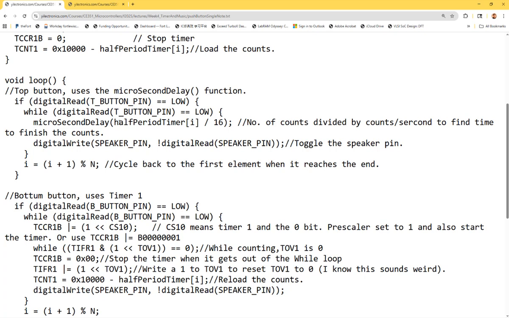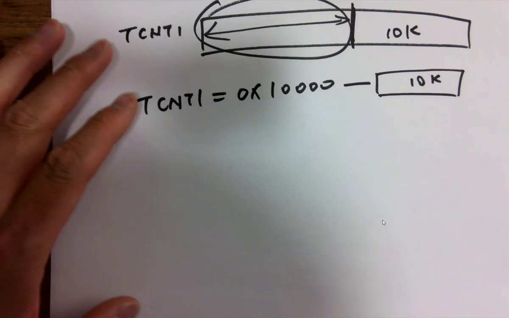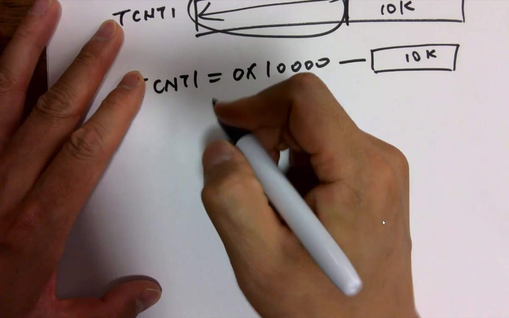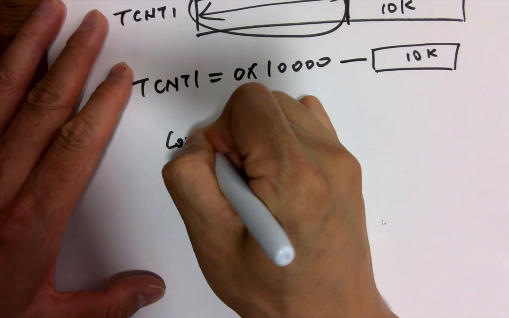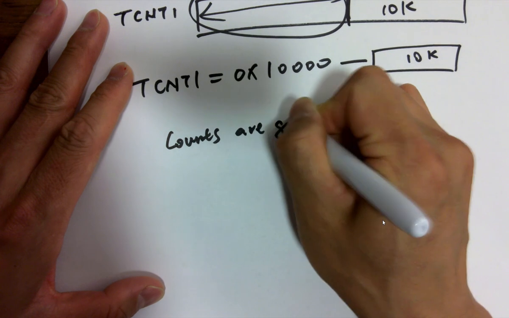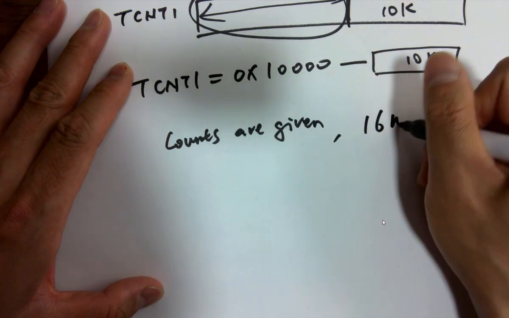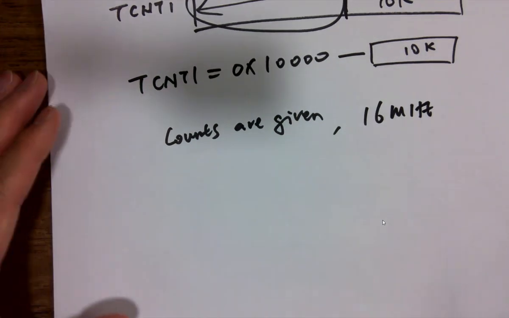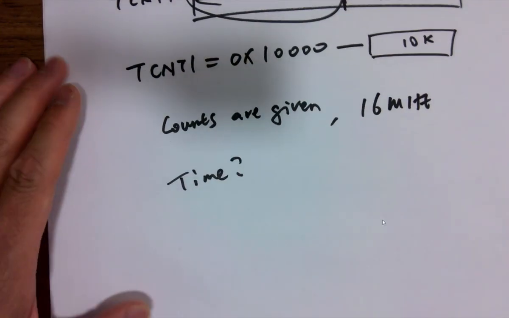And how is that calculated? See the counts. Here's the counts, right? And divided by 16 mega, even though it's a 16 here, but it's divided by 16 mega, and then times 1 million to convert it to microseconds. How does this work? Counts is given. So now we need a time, right? So counts is given, this is also given. It's asking for time. How to do that?